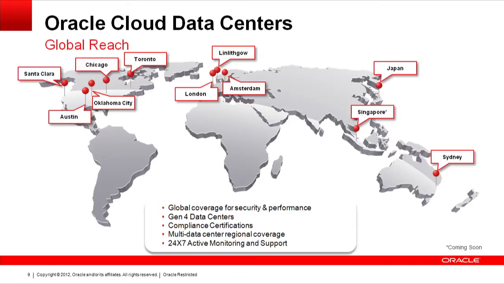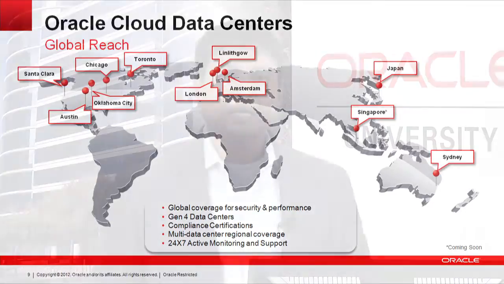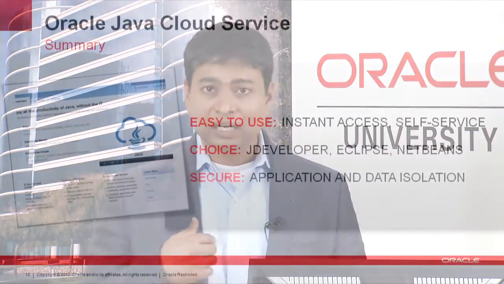Here is a sample of the data centers for public cloud that are in the works. We already have three data centers where these platform services are available, and a lot of these others are coming within a very short period of time. Java Cloud Service.